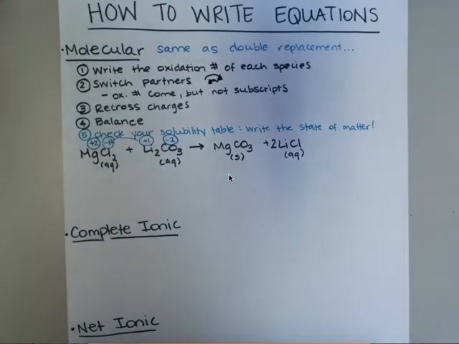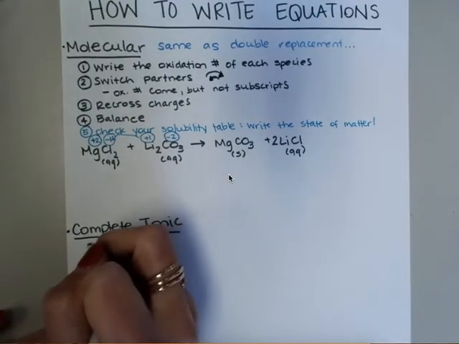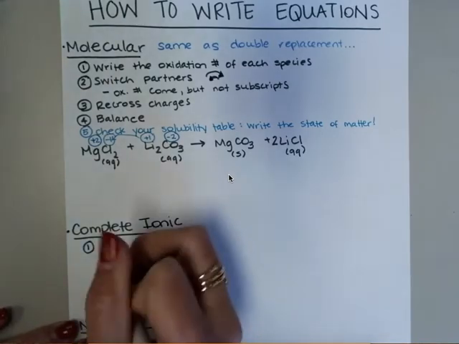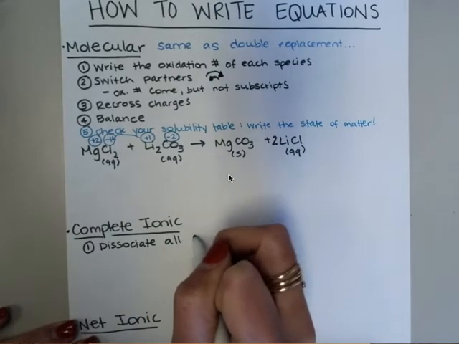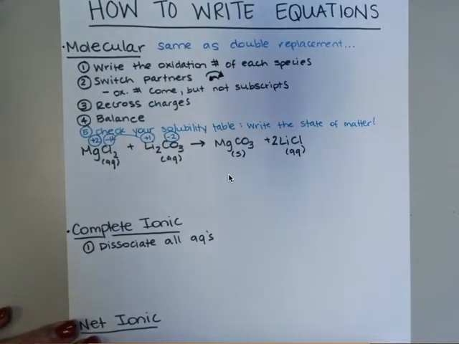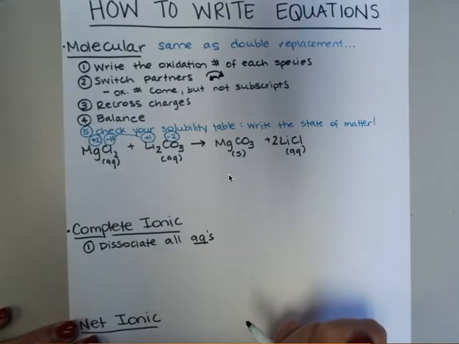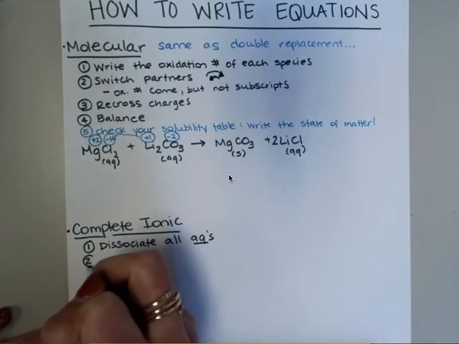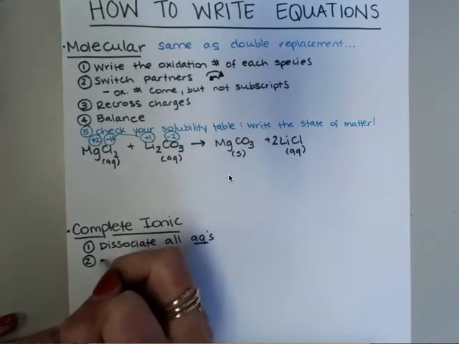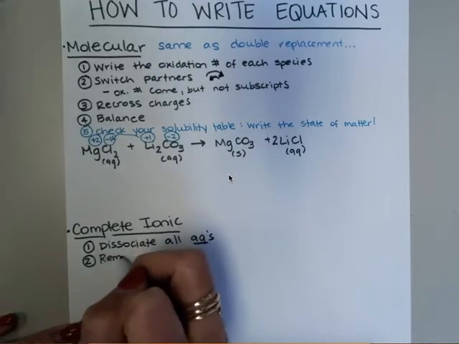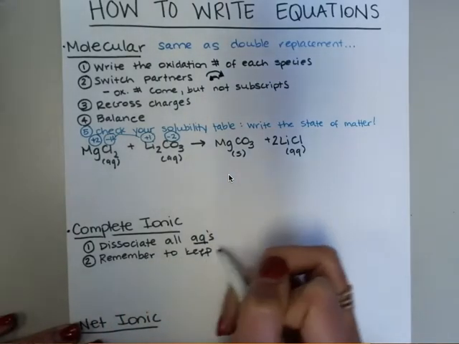To write a complete ionic equation, we're going to add some steps to this process. Step 1, dissociate all aqueous species. If it says AQ, it's going to split into its separate ions. Step 2, when we dissociate those, remember to keep it balanced.